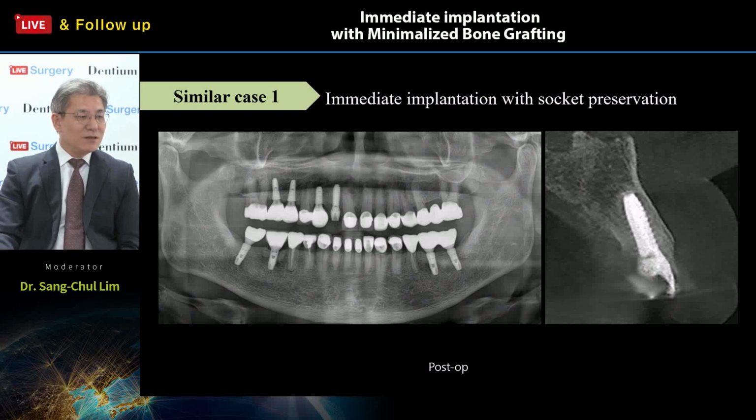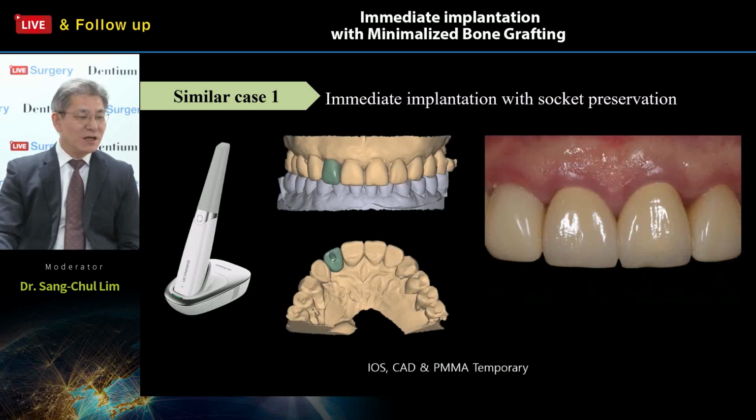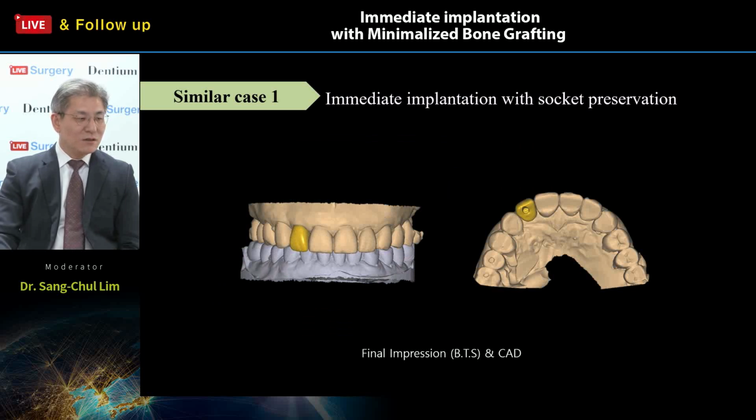And the implant insertion, like this one, and the bone grafting simultaneously. Can you see the labial bone plate here? Between the labial bone plate and the implant surface, this socket area is filled with graft material, osteogenic particulated bone. And after that, we use the intraoral scanner and this CAD program. And finally, we can get the PMMA temporary with the abutment.